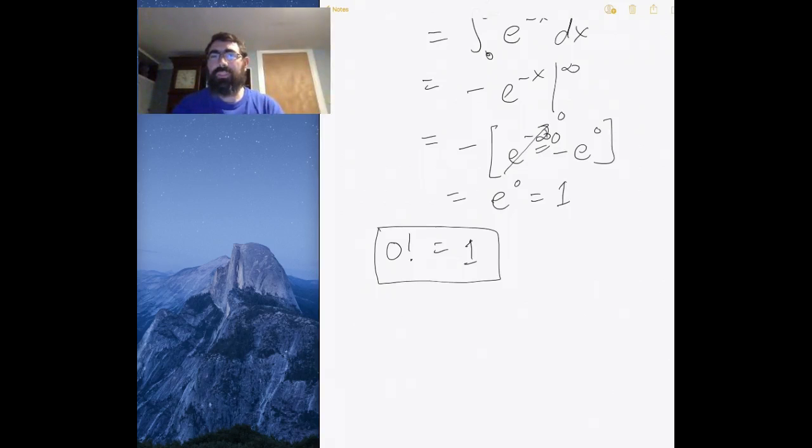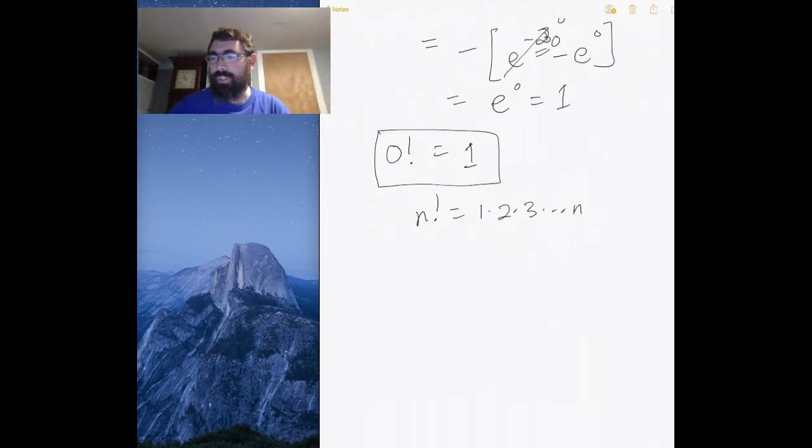This is one of those cases where it doesn't fit the definition. The definition was 1 times 2 times 3 times all the way up to n, but 0 doesn't fit into that because there are no numbers less than 0. Then you get the negative integers, and that doesn't seem to fit my prescription of what an n factorial is. But now if I use the new definition of n factorial as the integral from 0 to infinity of x to the n e to the minus x dx, now I can solve for the value of n equals 0.